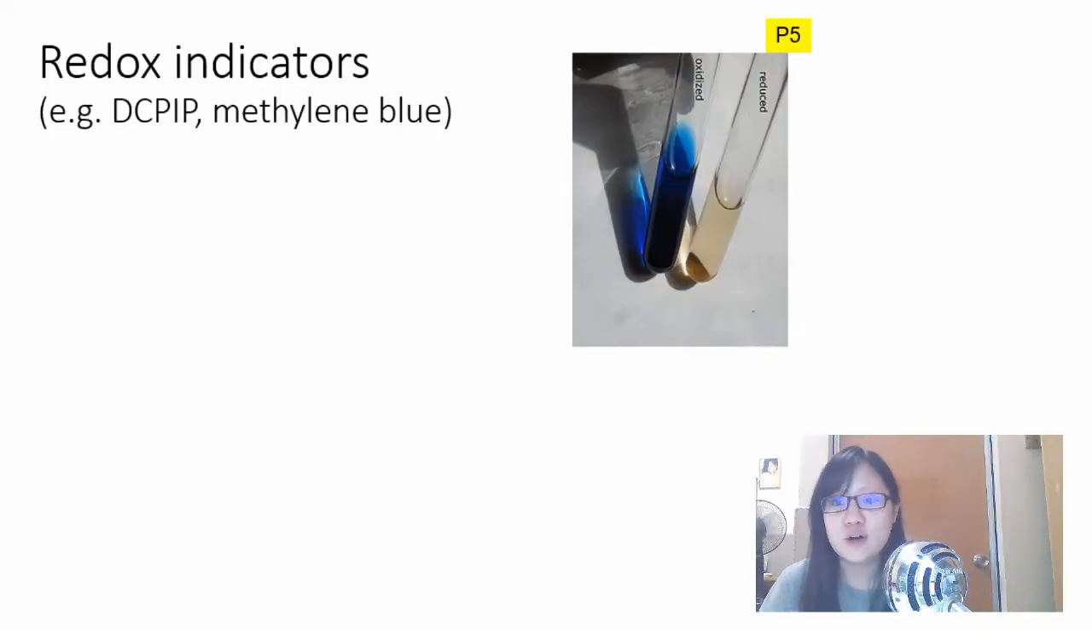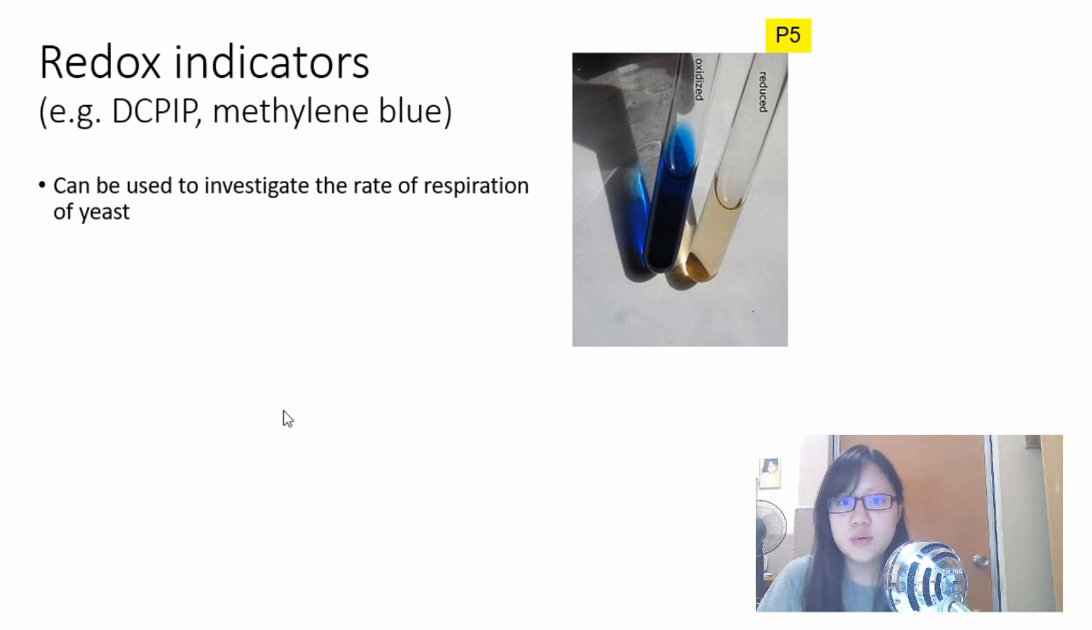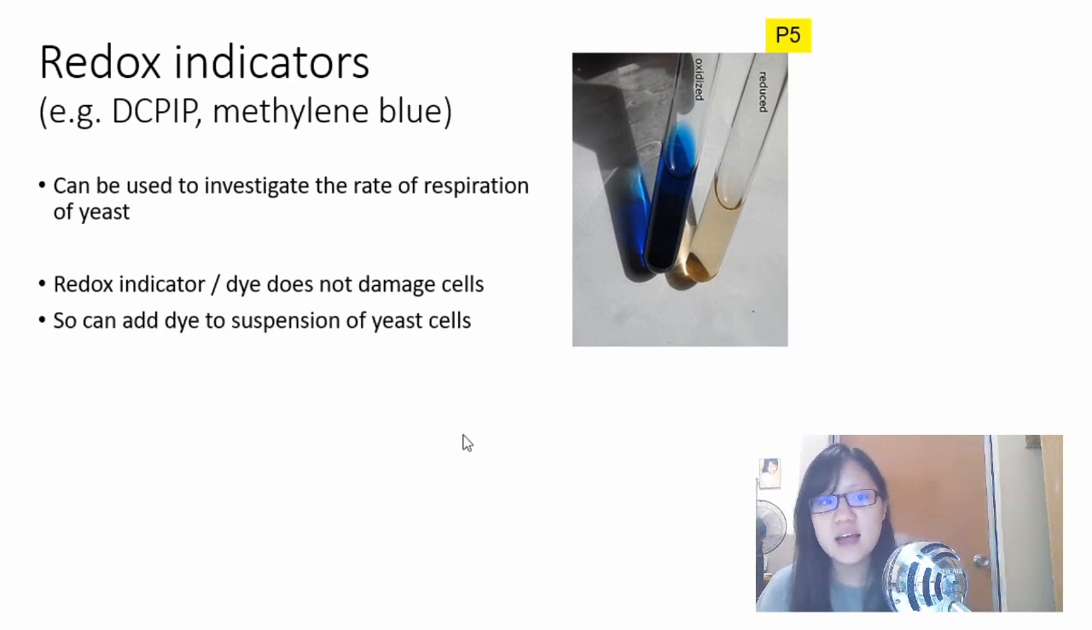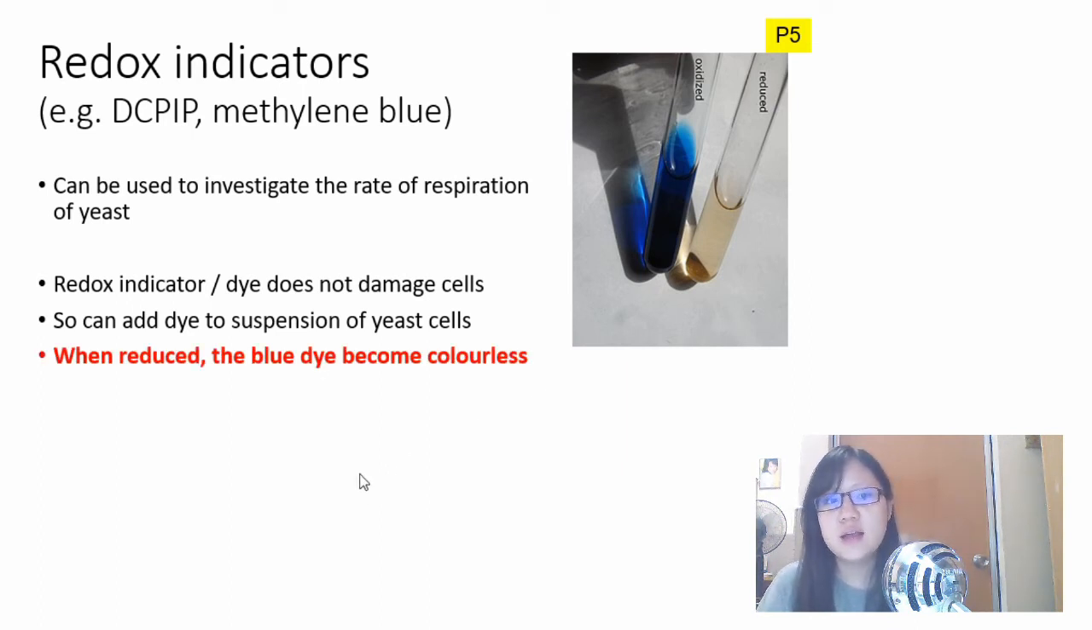Now for the last part of this particular video, I want to talk about redox indicators. So far, we have learned how to measure the rate of respiration of small invertebrates and of germinating seeds. How about yeast? So we can use these redox indicators to investigate the rate of respiration in yeast. The redox indicator actually does not damage a cell, which is quite useful. So we can add it directly to the suspension of yeast cells, usually in a test tube like this. And when it's reduced, when respiration occurs, the blue dye will become colorless.